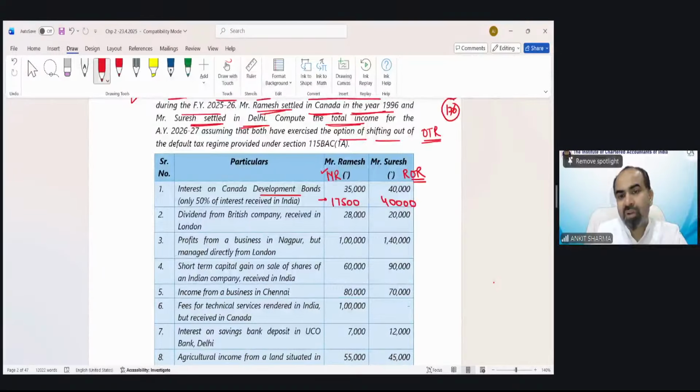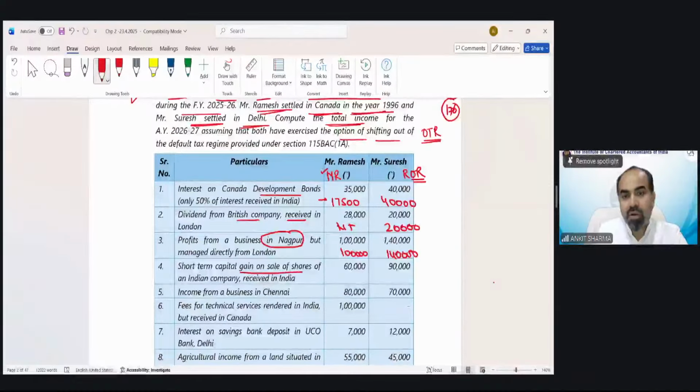Dividend from British company received in London: not going to be taxed in India for Ramesh, but yes, it is going to be taxed in India for Suresh. Profit from business in Nagpur: because the business is in India, it does not matter where it has been controlled from. If business is in India, that means it arises directly in India. So it is taxable for both. 1 lakh for Mr. Ramesh, 140 for Mr. Suresh.